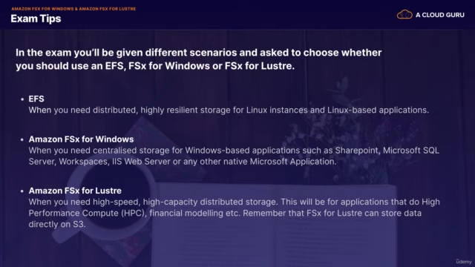And then finally, if you're doing big data, then you want to look at Amazon FSx for Lustre. So this is when you need high speed, high capacity distributed storage. This will be for applications that do high performance compute, financial modeling, etc. Remember that FSx for Lustre can store data directly on S3 as well.